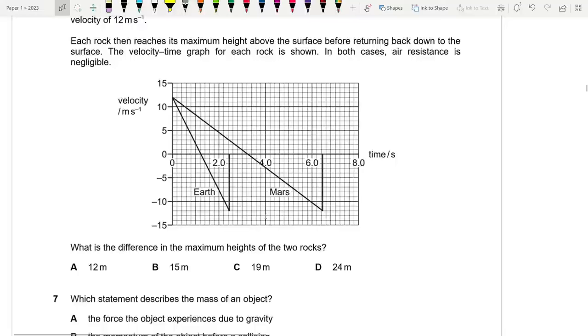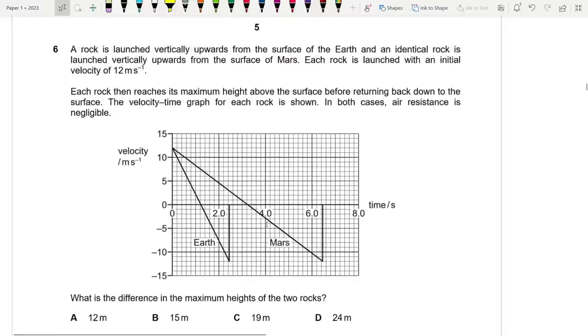Interesting. So guys, you need to understand something. This was just a trick question. Here, this whole diagram shows that an object is thrown up, it reaches maximum height, and then it comes down to hit the ground again.